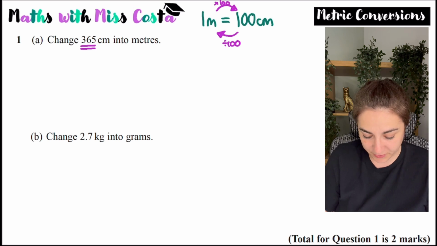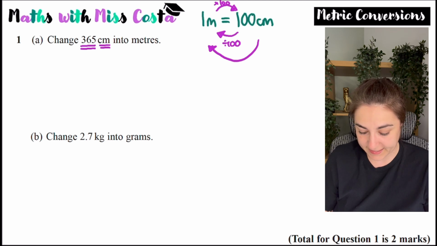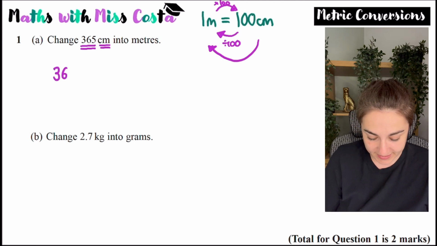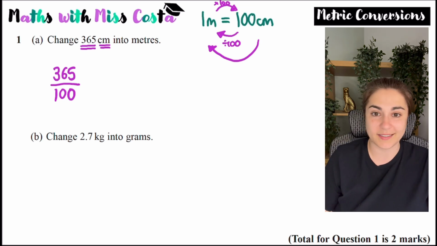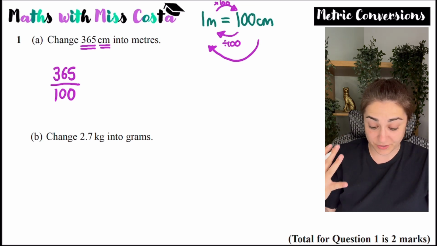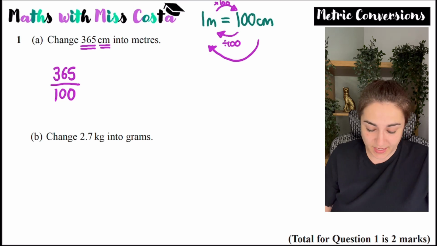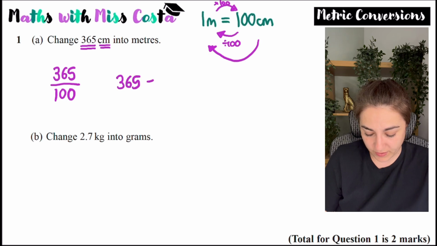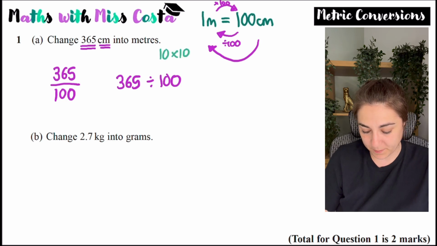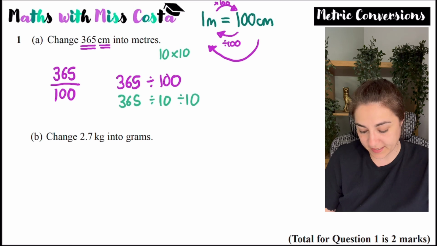So I know that I need to change 365 centimeters into meters. So I'm going from centimeters to meters, so I'm going to need to divide by 100. So 365 divided by 100. Now, this is a non-calculator paper. So if you struggle dividing by tens and hundreds, then you could write it as a fraction. Or, if we did dividing by 100, I know that 100 can be created by 10 times 10. So that is the same as dividing by 10 and then dividing by 10 again.